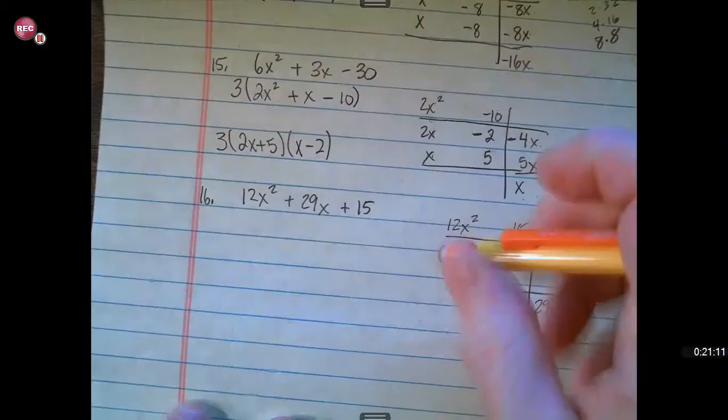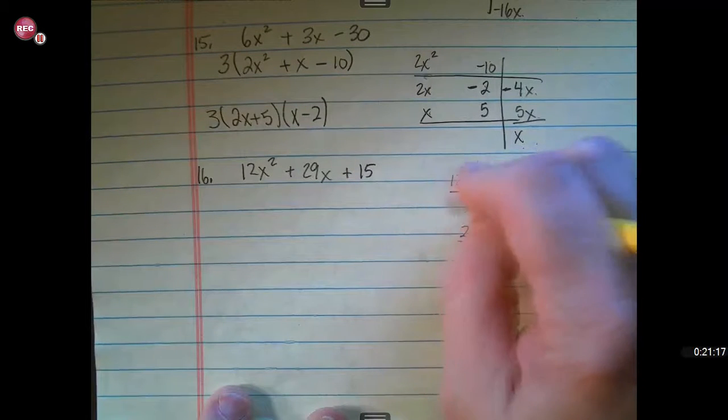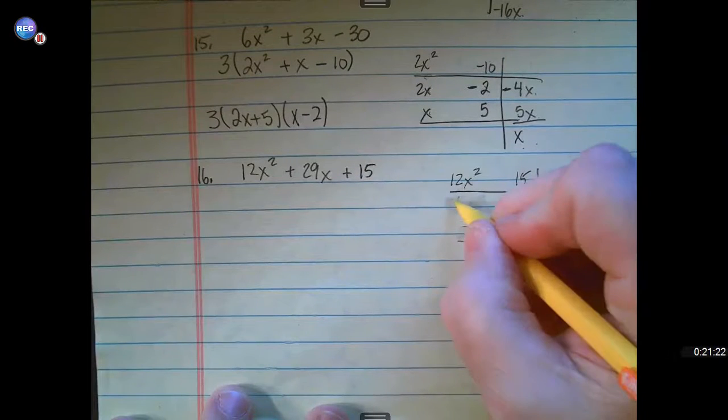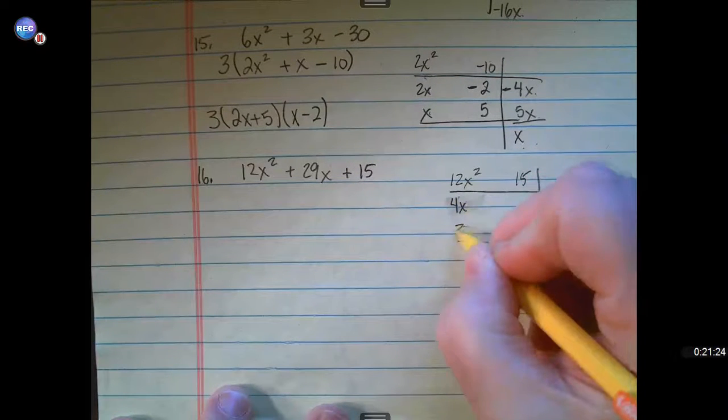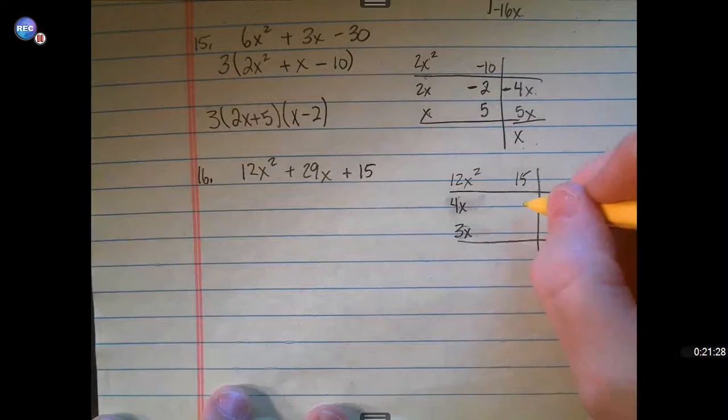Actually, that's not going to work. Here I am all confident. 6x and 2x. No. Oh, bueno. Okay, so we go to 4x and 3x. And let's see. And that's going to work.